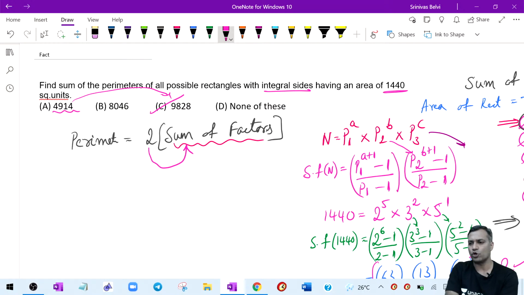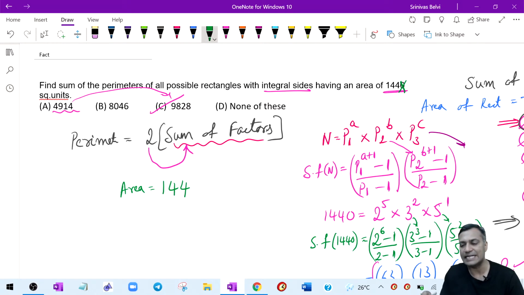Okay. Now, why don't you guys answer? If I just remove this 0, all possible rectangles as well as squares are drawn whose area is 144 and the sides are integers. Find the sum of perimeters. What I'm saying is just take off this 0, make it 144. What is the answer? Type it.